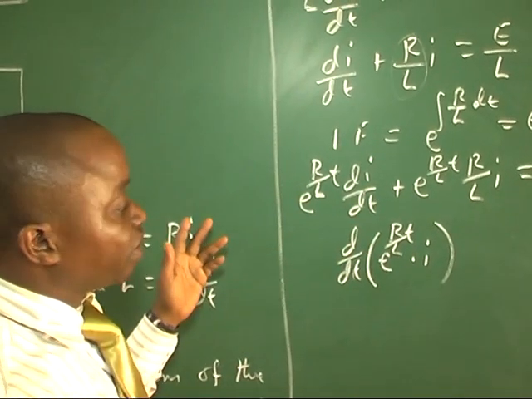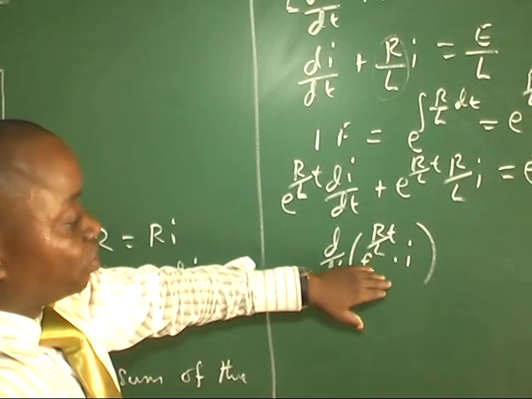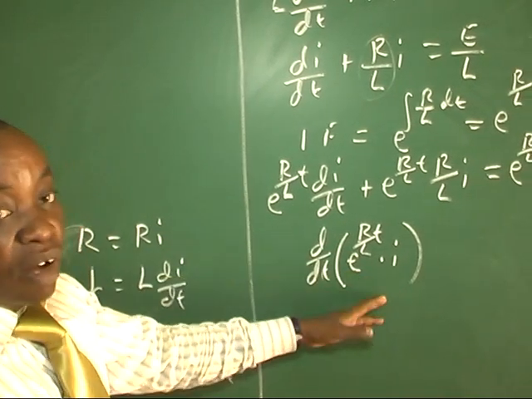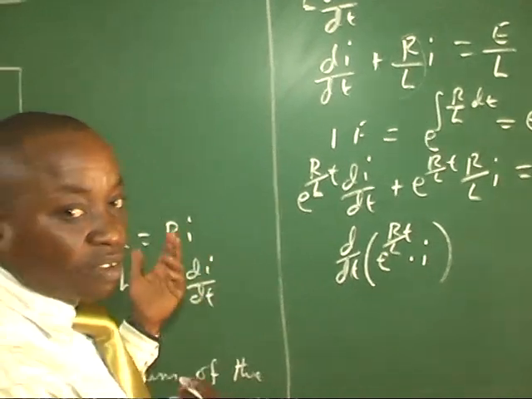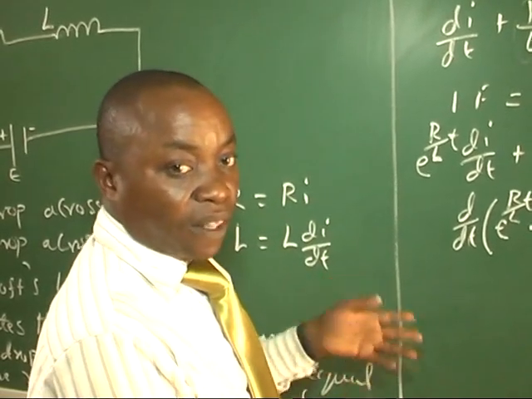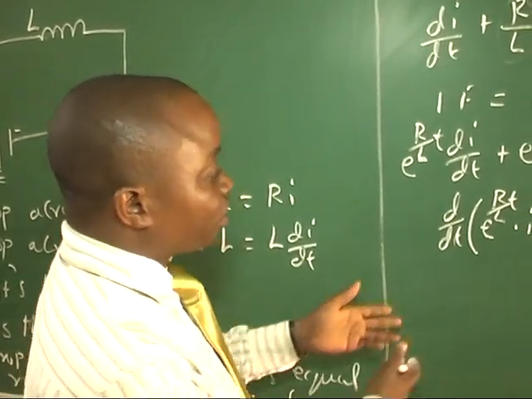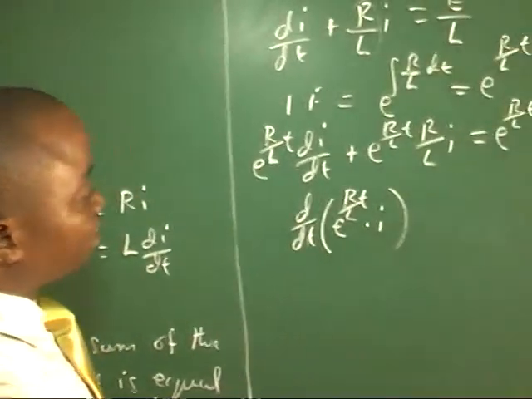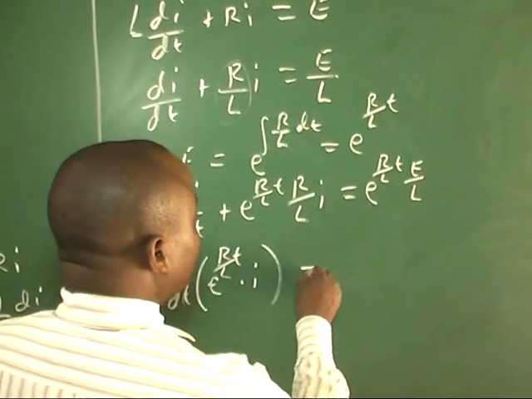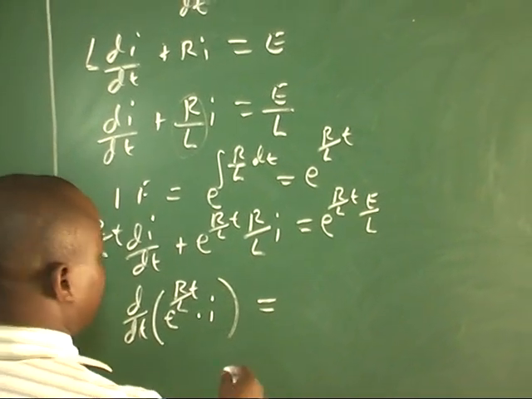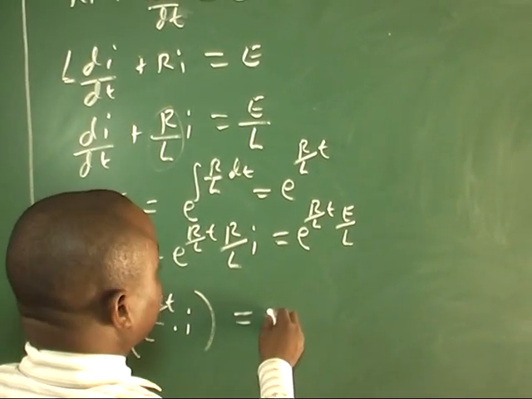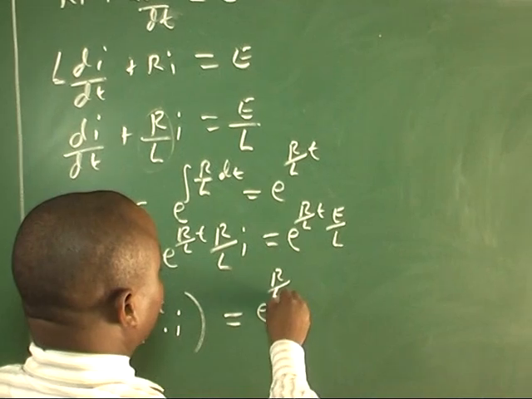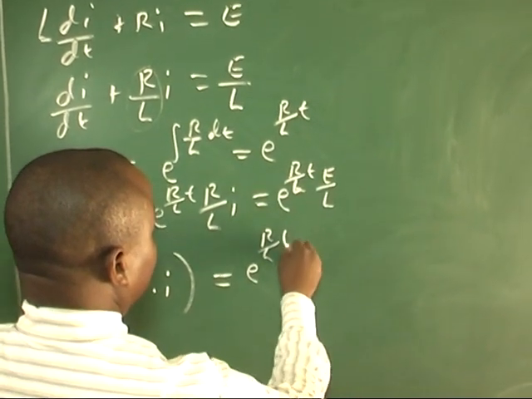We have just finished first order, so you should know this. It is assumed that you have watched our lectures on first order, so that you understand how this is done. Now, if we have this, it's the same as exponential R over L t.